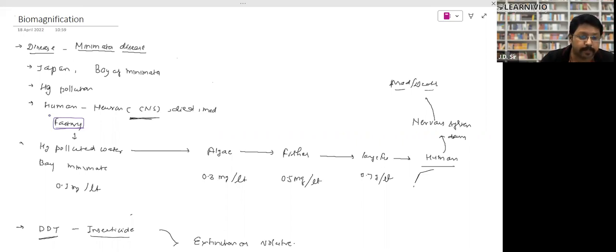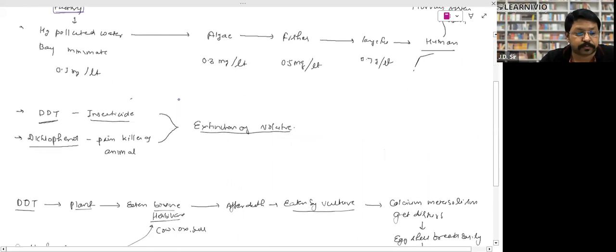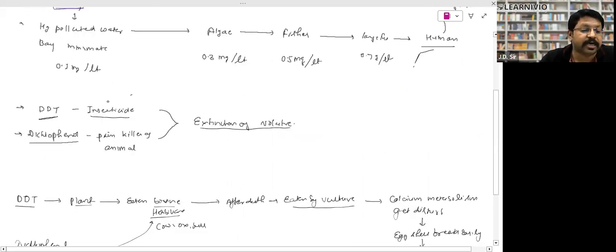Sir, this disease was 100% fatal. Yes, it's 100% fatal, lethal. The person will die definitely from Minamata disease. Mercury is very highly poisonous. The same thing is DDT.